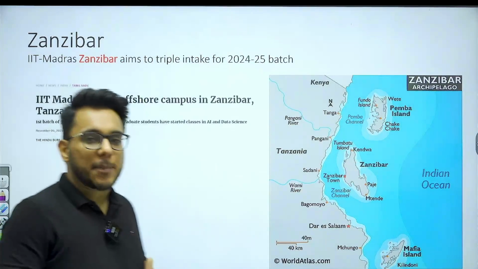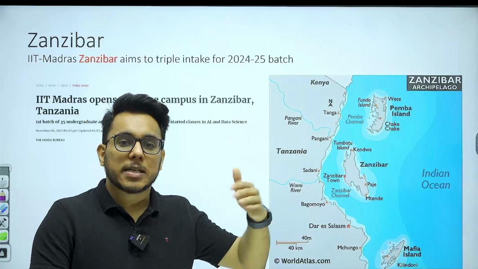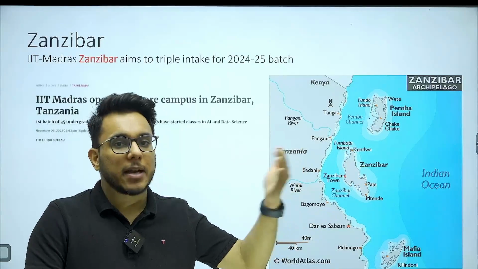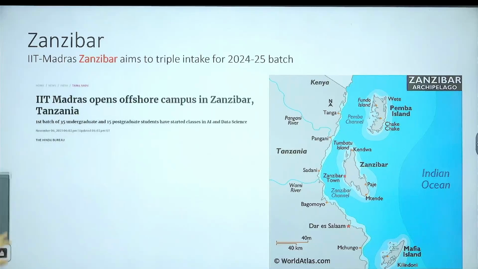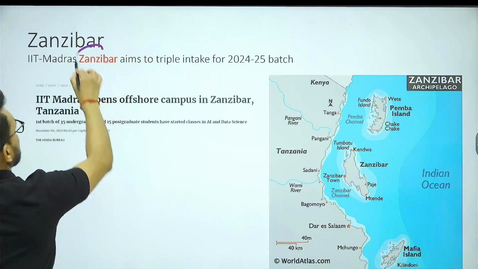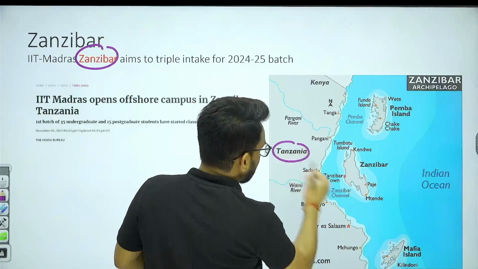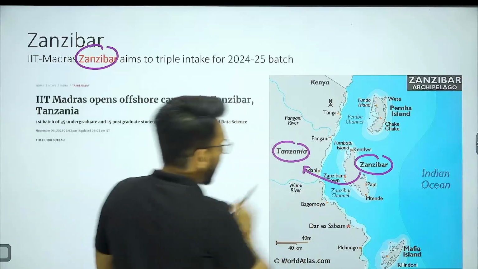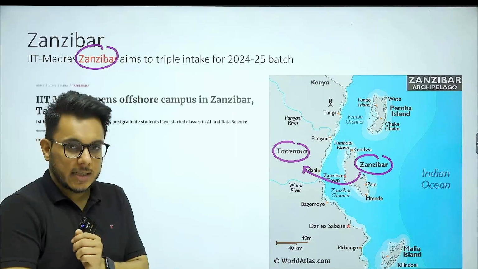Next, moving to the next entry, Zanzibar. So recently, you might already know that IIT has opened its offshore campuses. One of our campuses has been launched in Abu Dhabi and one has been launched in Zanzibar. So IIT Madras has opened its campus, that is IIT Zanzibar. So here we have Tanzania, here we have Zanzibar. Zanzibar is a semi-autonomous area under Tanzania.